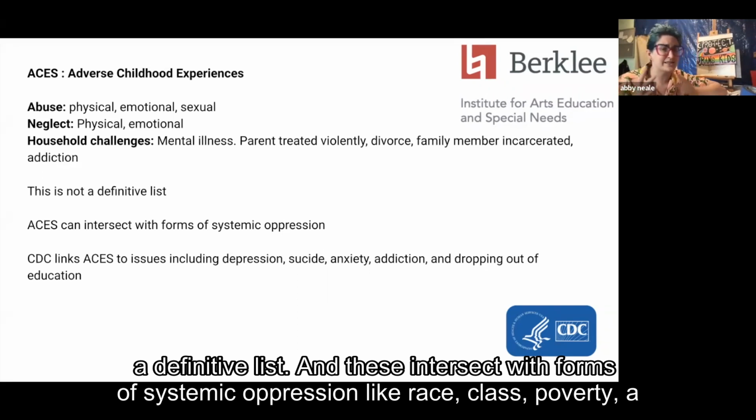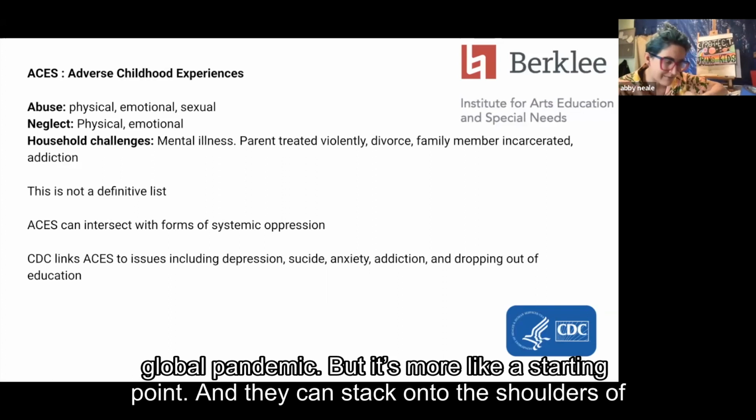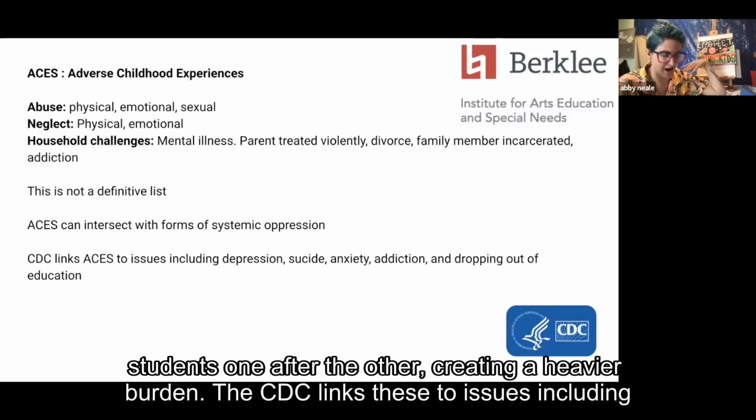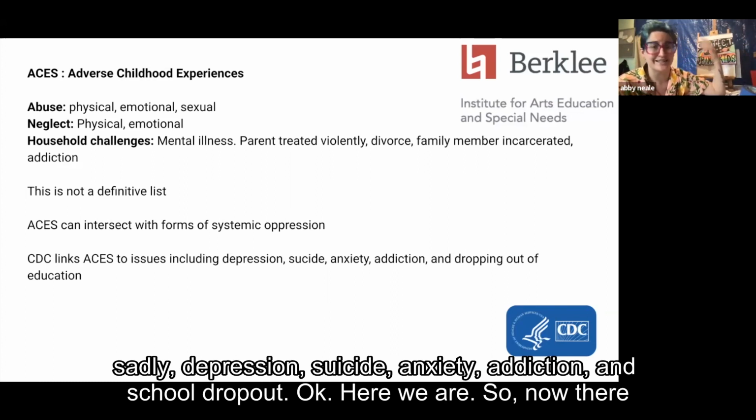And these intersect with forms of systemic oppression like race, class, poverty, a global pandemic. But it's more like a starting point, and they can stack onto the shoulders of students, one after the other, creating a heavier burden. The CDC links these to issues including, sadly, depression, suicide, anxiety, addiction, and school dropout.